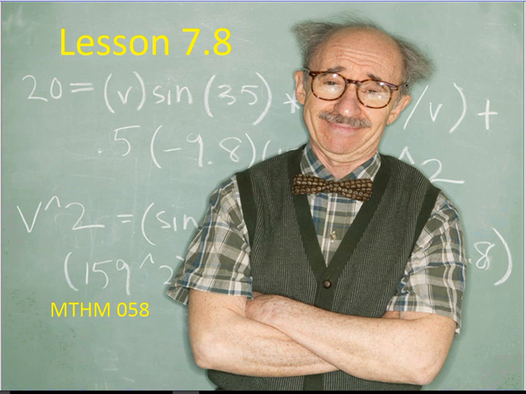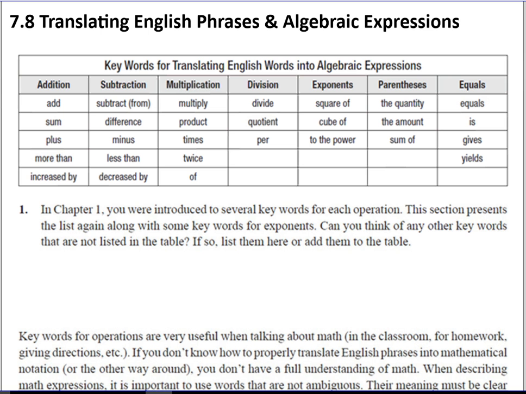In section 7.8, we're looking at translating English phrases and algebraic expressions. Here is a graph, a chart that shows many common words and what they mean in math. So you can see the different words that mean to add, subtract, multiply, divide, exponents, parentheses, and then the equal sign.